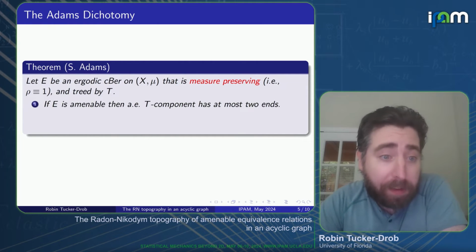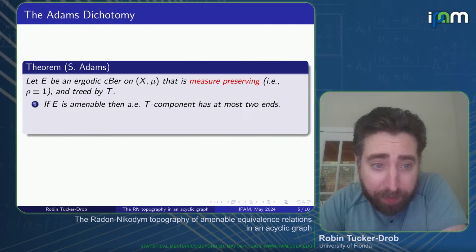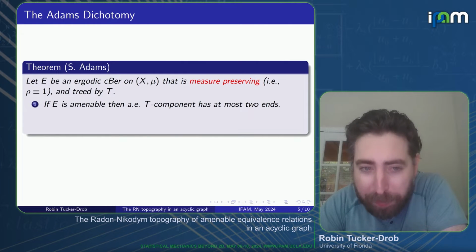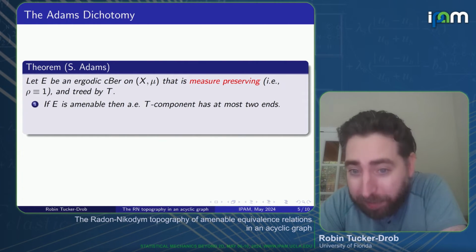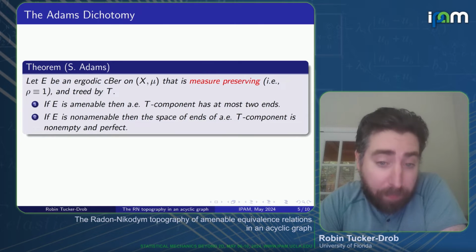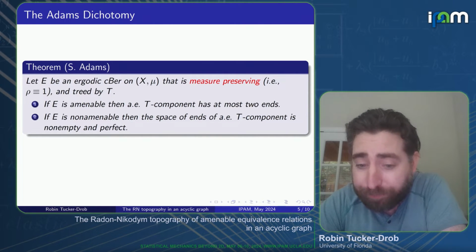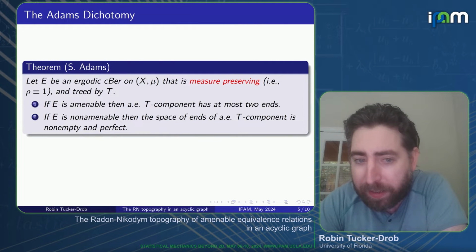If E is amenable, then almost every T connected component has at most 2 ends. To be precise, for almost every x, its T connected component has at most 2 ends. And if E is non-amenable, then the space of ends of almost every T component is non-empty and perfect. Perfect meaning it has no isolated points.